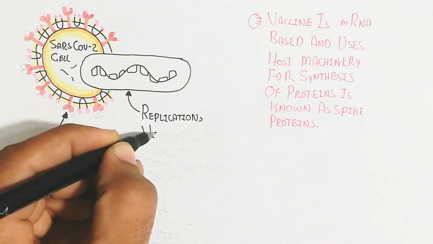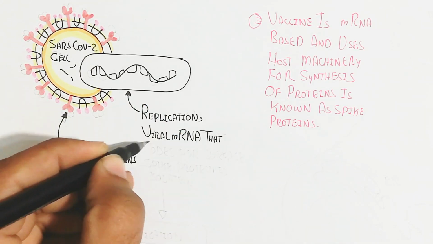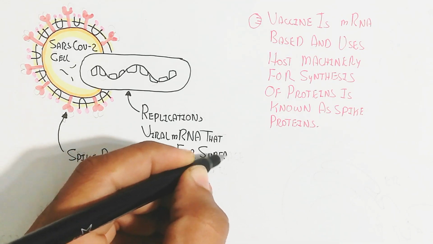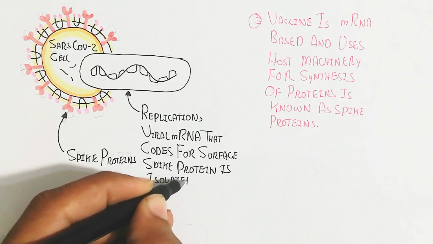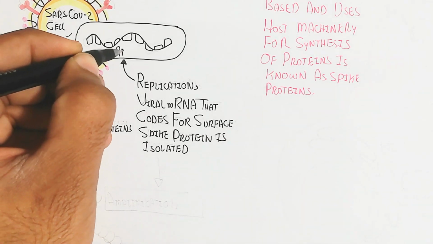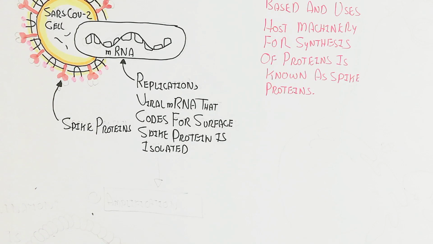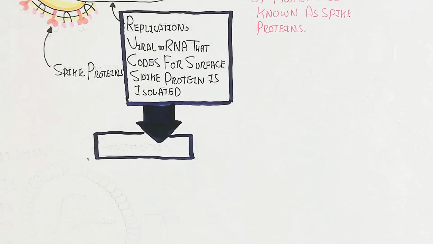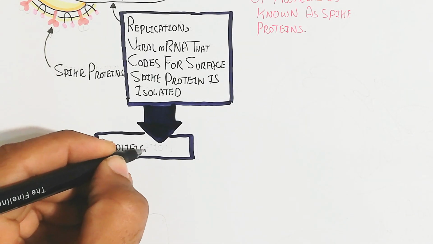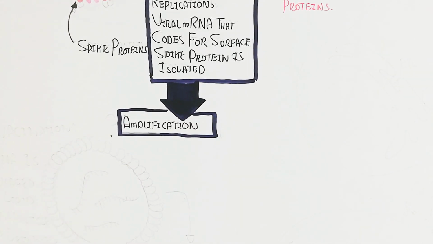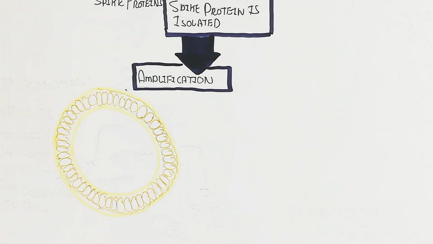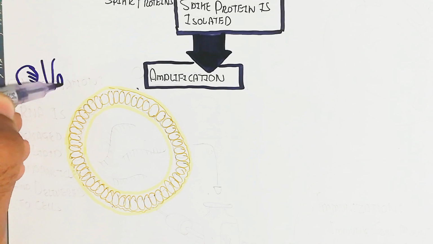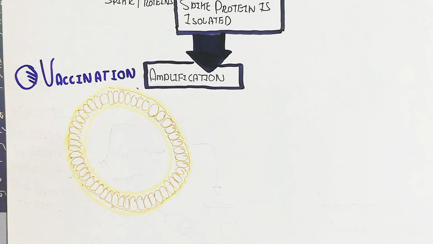Let's begin to understand. The viral mRNA that codes for the surface spike protein is isolated. When isolated, it will be used with a biotechnological tool like PCR to amplify this segment. After amplification, it is converted into vaccine formation, with the mRNA packaged in lipid nanoparticles and delivered to cells.